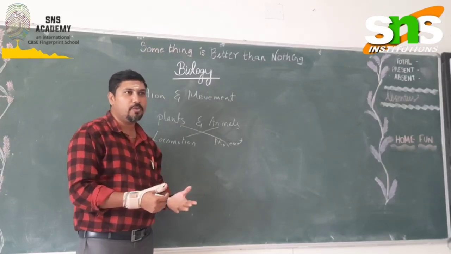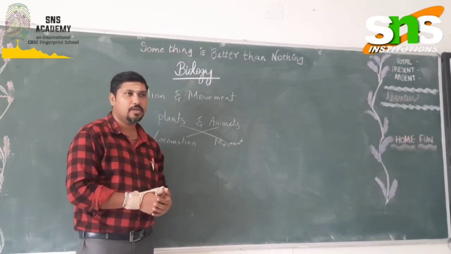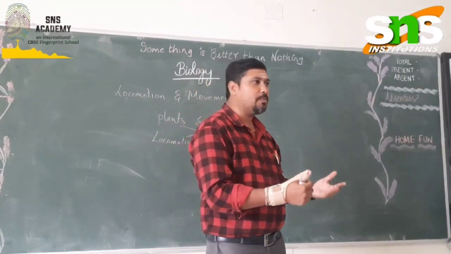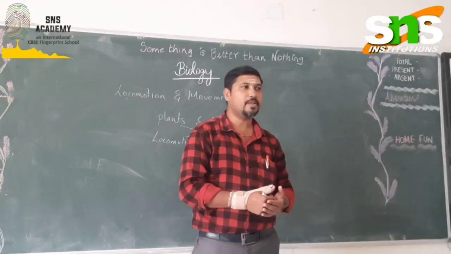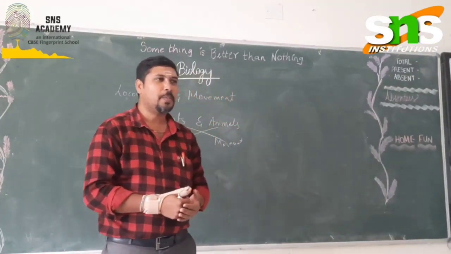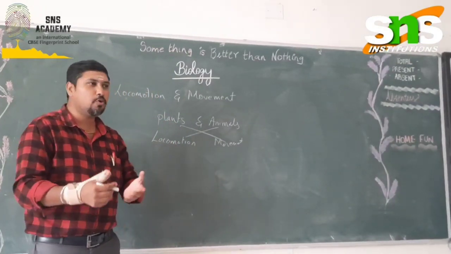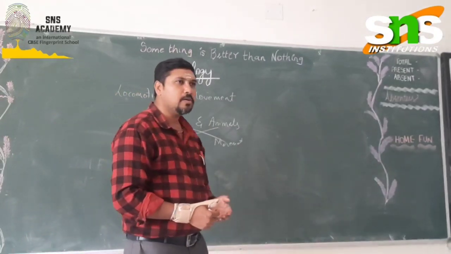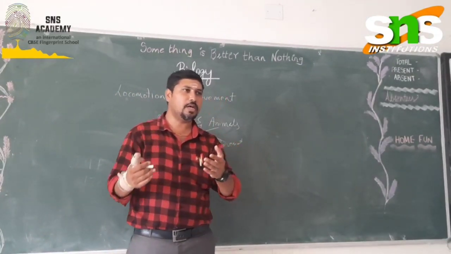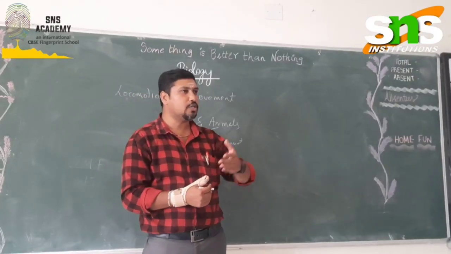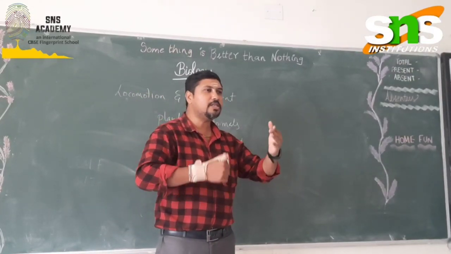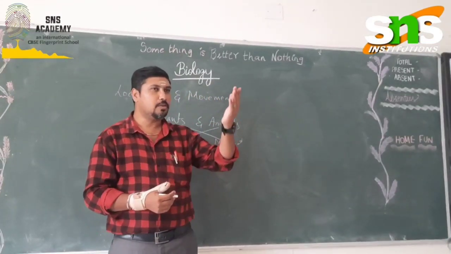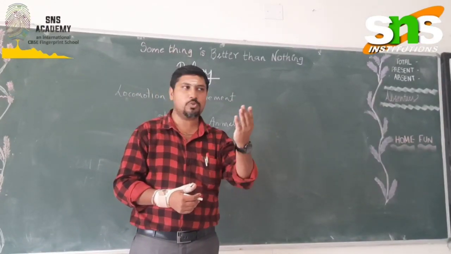So what type of movement is shown in plants? Can you guess? You have been studying these things in your lower classes. What are the movements in plants? Movement of water from the roots to the xylem. Yes, water is being transported from the roots through the xylem. So this happens internally. What about the external factors? The movement of a leaf towards the sunlight.